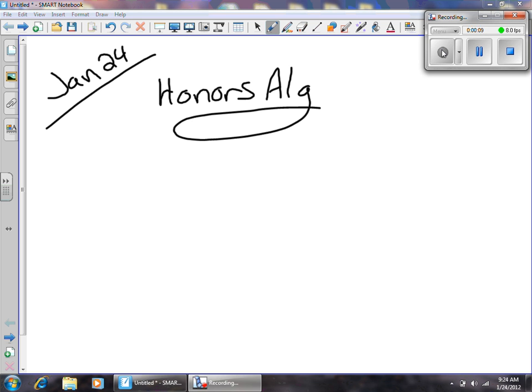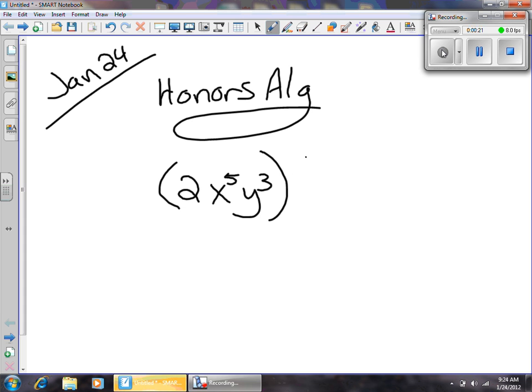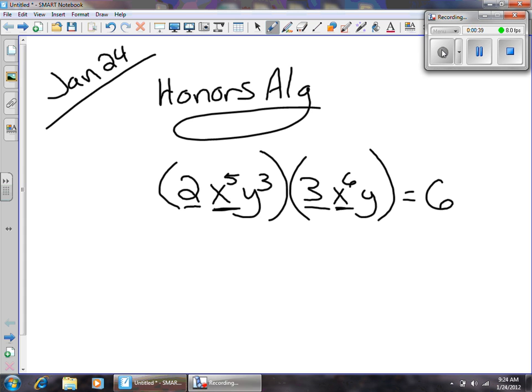All right, guys, we're doing some simple stuff here, and hopefully you're really getting it because it's not that difficult. Remember, if we have to multiply two monomials, like 2x to the fifth, y to the third, times 3x to the sixth y, when bases are the same, we just add exponents. So we'll multiply our coefficients, 2 times 3, and get 6. We have x to the fifth and x to the sixth. Here we have 5 x's, there we have 6. So altogether we have 11 x's being multiplied.